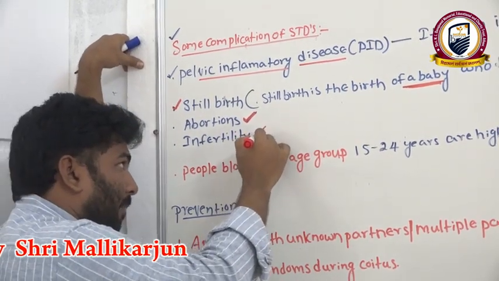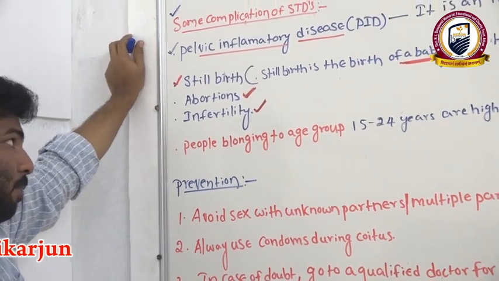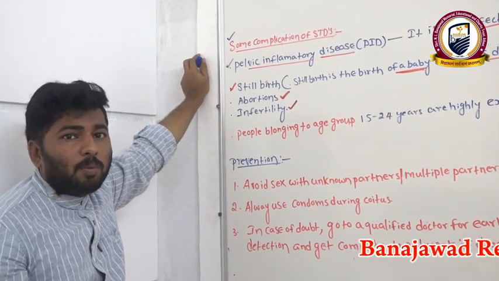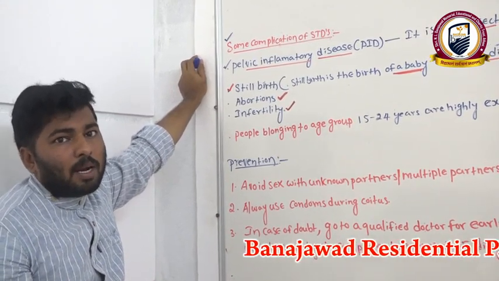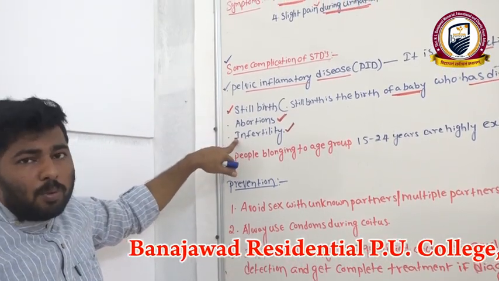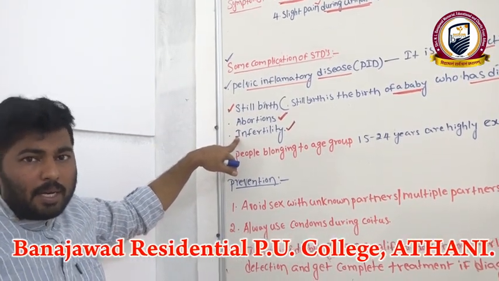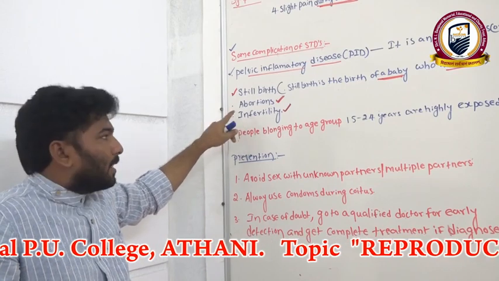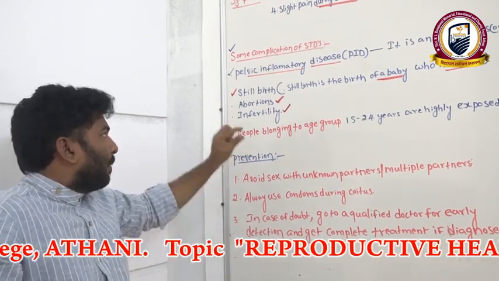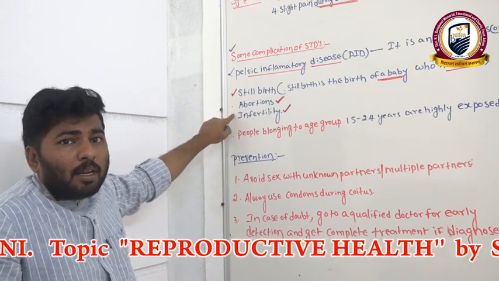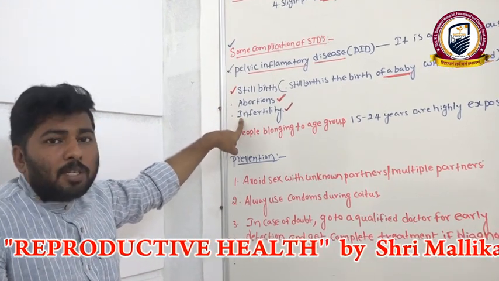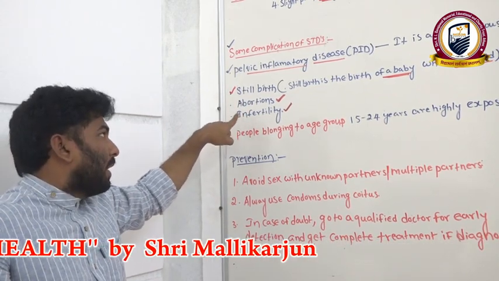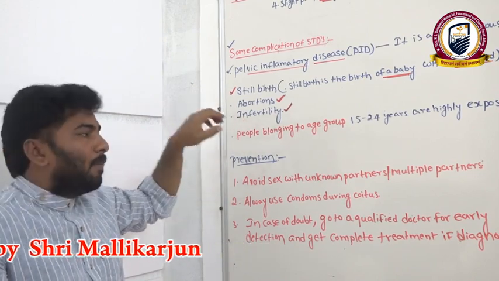And lastly, infertility problem. Infertility means the couple is unable to conceive even after 2 years of unprotected sexual contact. The female is not having an ability to get pregnant. Such a condition we can define as infertility. One more time I will repeat it. If the female is not getting pregnant even after up to 2 years of unprotected sexual contact, such a condition we can call an infertility problem.